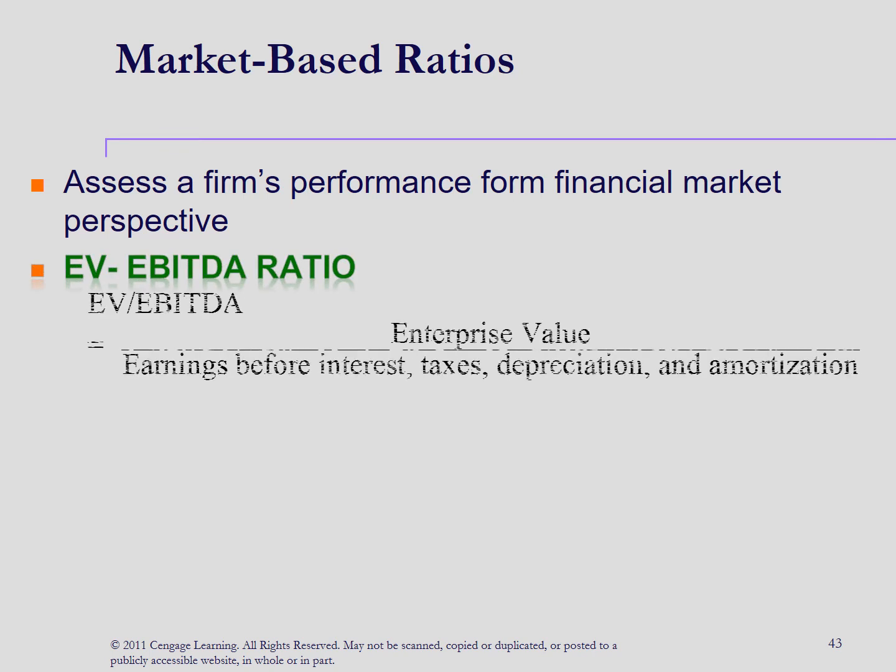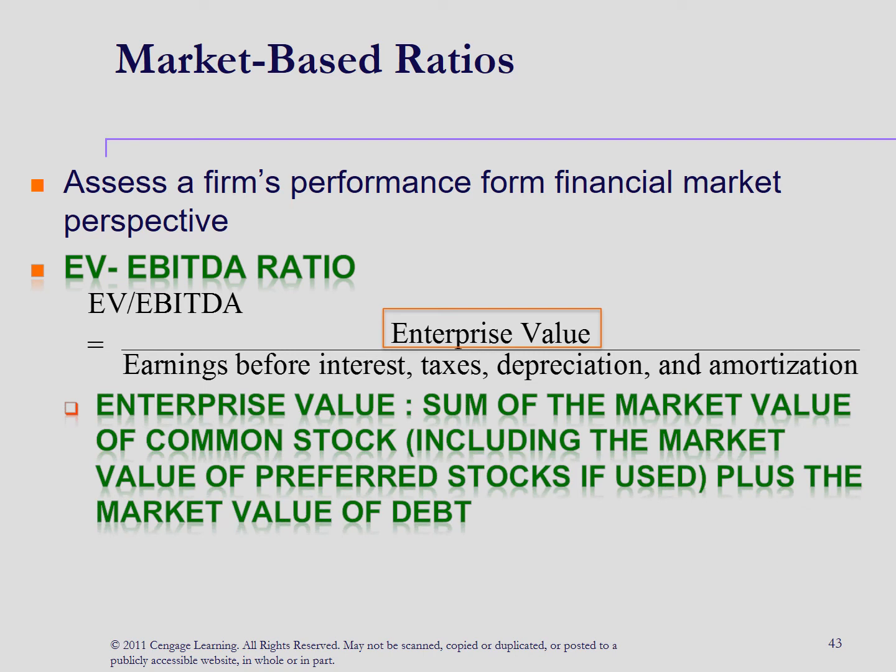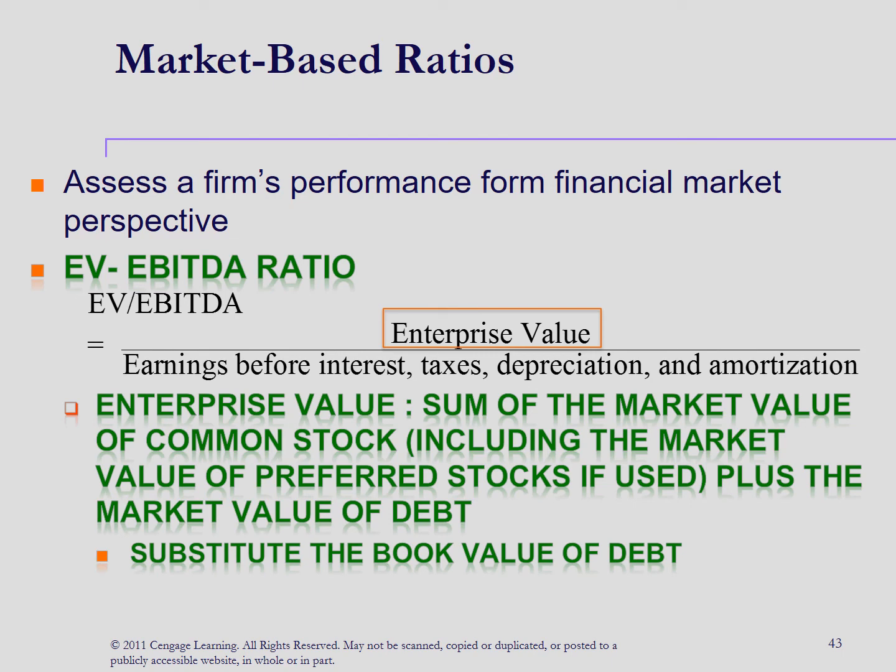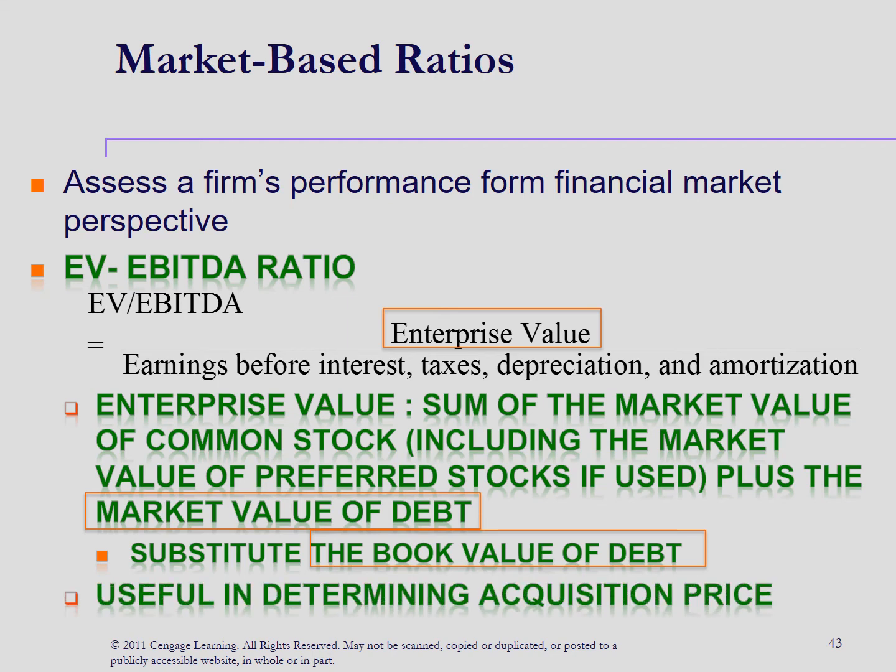EV/EBITDA ratio. EV/EBITDA ratio is defined as enterprise value divided by earnings before interest, taxes, depreciation, and amortization. Enterprise value is the sum of the market value of common stock, including the market value of preferred stocks if used, plus the market value of debt. One may substitute the market value of debt with the book value of debt. EV/EBITDA ratio is useful in determining acquisition price.